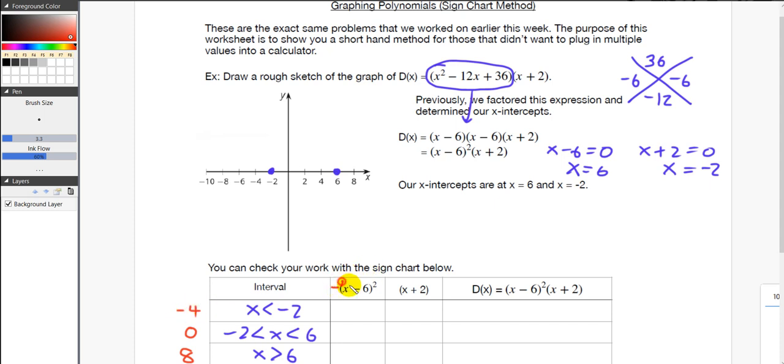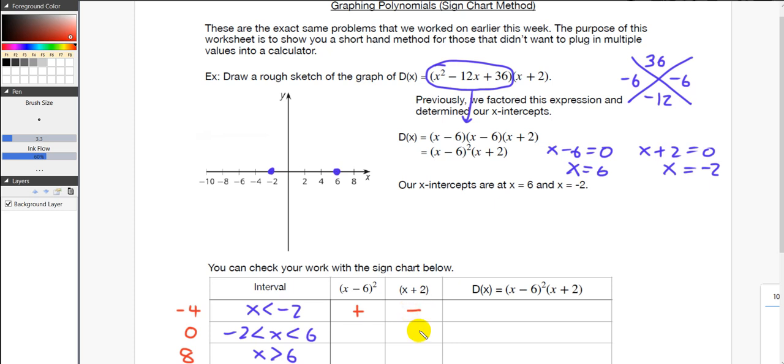So if I put negative 4 in here, negative 4 minus 6 is negative 10, and negative 10 squared should be a positive number, which is going to be 100. So you just have to ask yourself, is 100 a positive or negative number? In this case, it's going to be a positive number. Then we're going to put negative 4 in here. You have negative 4 plus 2, so that's going to be negative 2. Is negative 2 positive or negative? In this case, it's going to be negative.